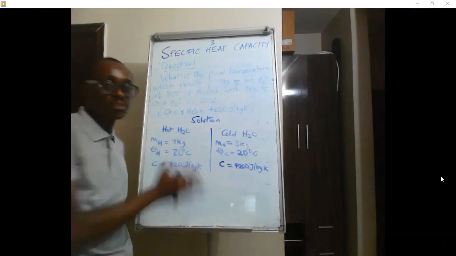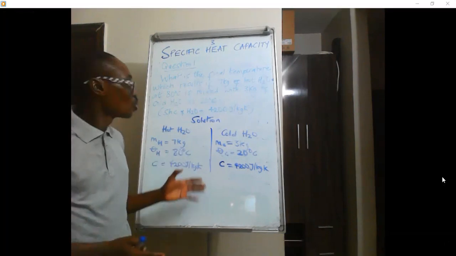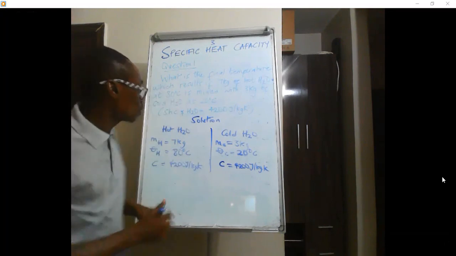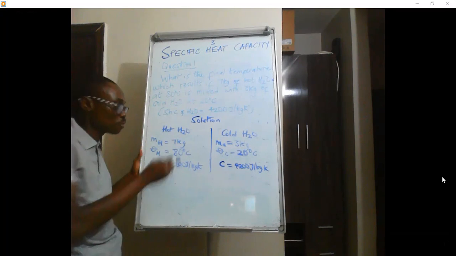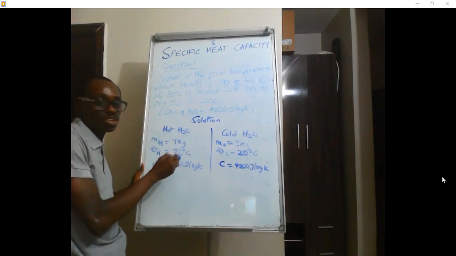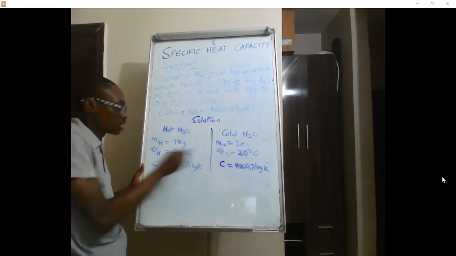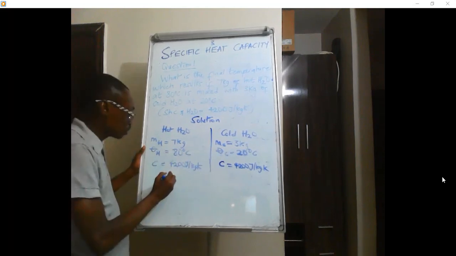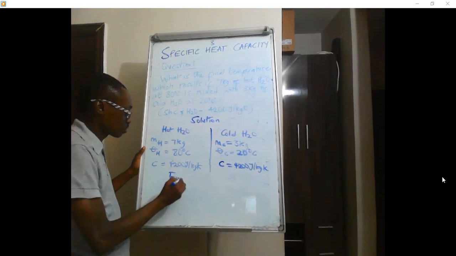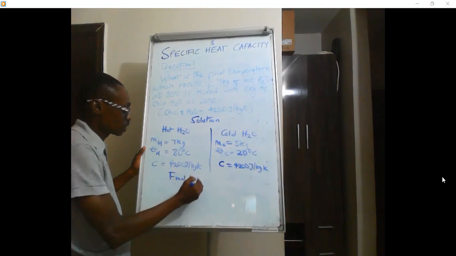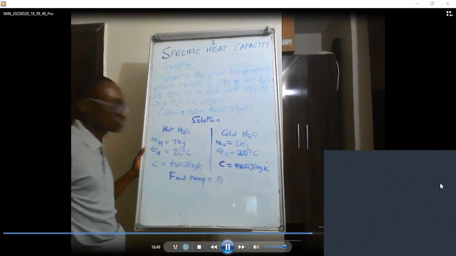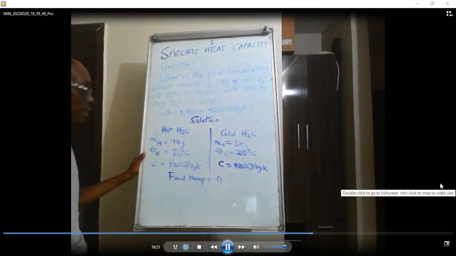So hot water is mixed with cold water. So the final temperature of the mixture will lie between 80 degrees Celsius and 20 degrees Celsius. This one is going to decrease. This one is going to increase. So let's call that final temperature theta. Let that be theta.